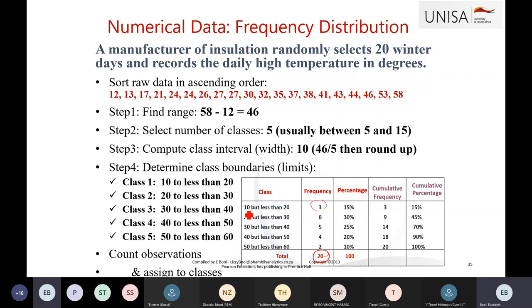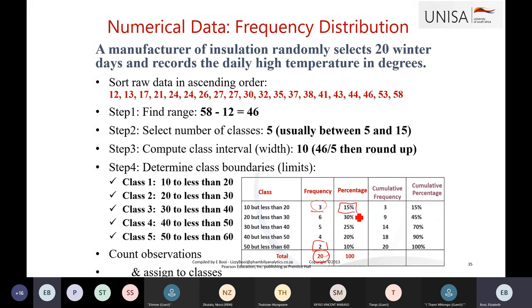Therefore, it means those winter days where the temperature was 10, but less than 20, there were 3 of them, or 15% of the days had a temperature between that. 2 days were between 50 and 60, or 10% of the days had the temperature between 50 and 60. And that is frequency and percentage.